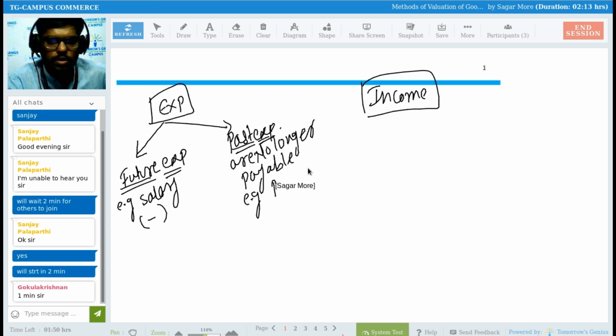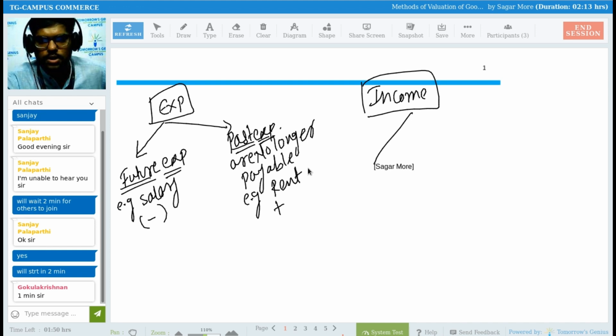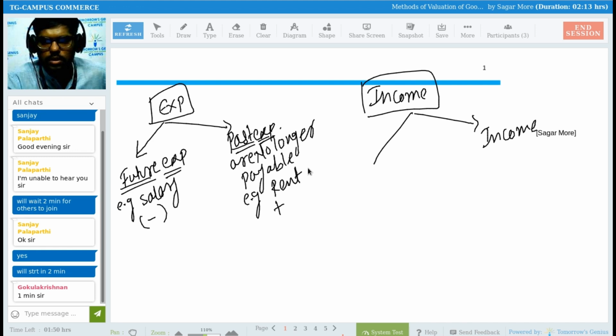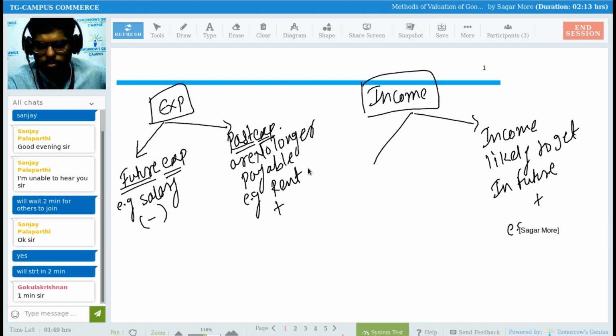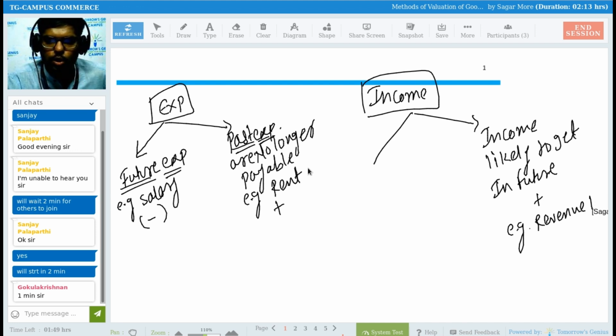For example, rent, so that we have to add. Sir, expenses no longer payable is my saving, no? So saving we have to add. Then what about income? Sir, if you are thinking of income likely to get in future, so that we have to add. Example, your revenue will increase. After purchasing machinery, your revenue will get increased, right? That you have to add.